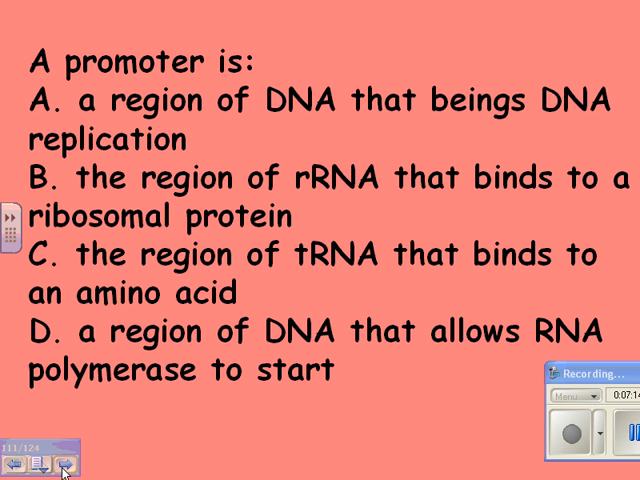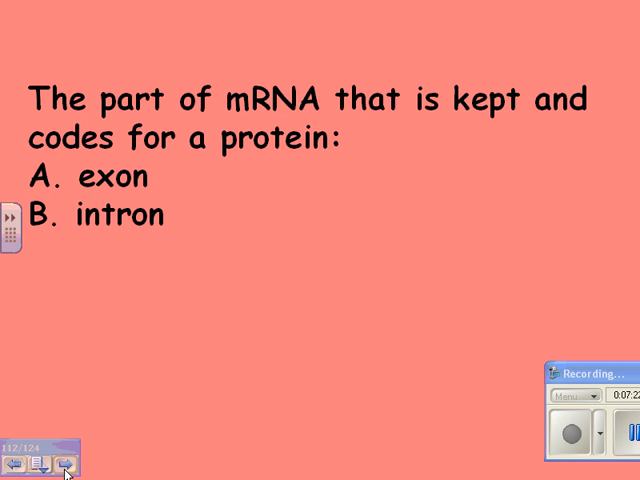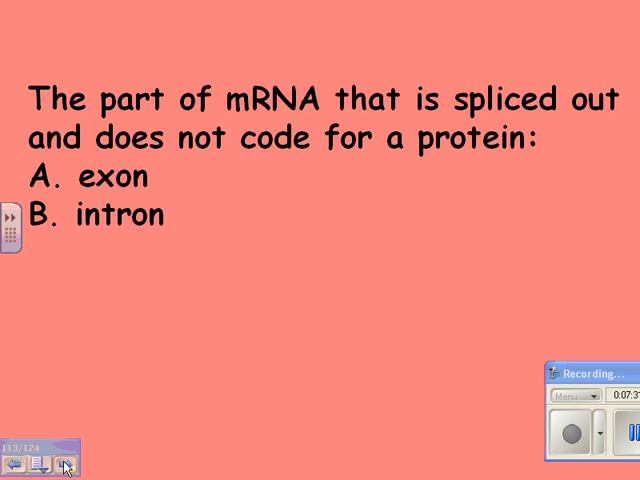A promoter region is, so pause this and read through them. It is a region of DNA that allows RNA polymerase to start. It promotes it, I guess. The part of mRNA that is kept and codes for a protein. Introns are intervening sequences, you get rid of that, so it's the exons. The part of mRNA that is spliced out and does not code for the protein, that's an intron.